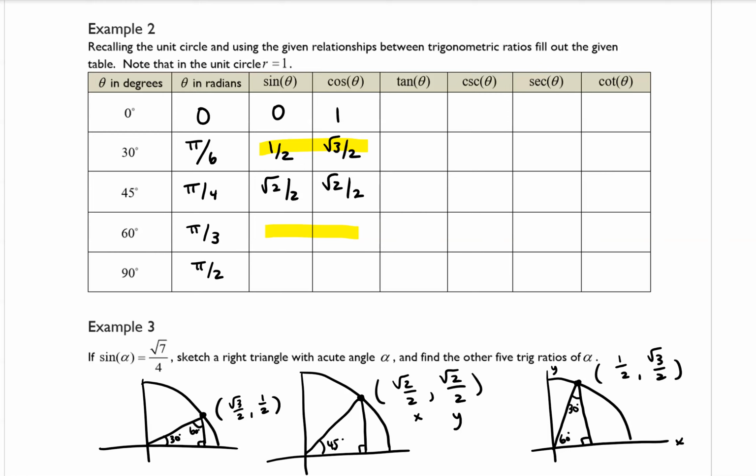So sine of 60 degrees is root 3 over 2, and cosine of 60 degrees is 1/2. So hopefully you recognize that relationship moving forward.